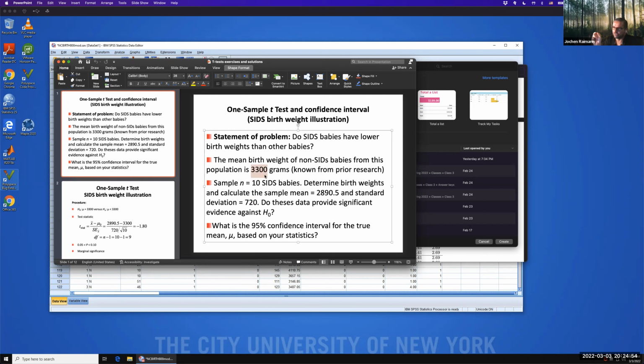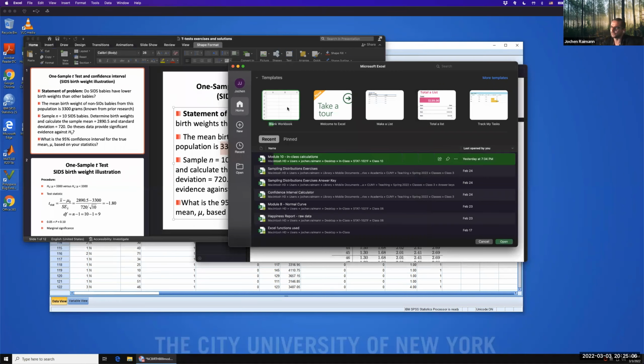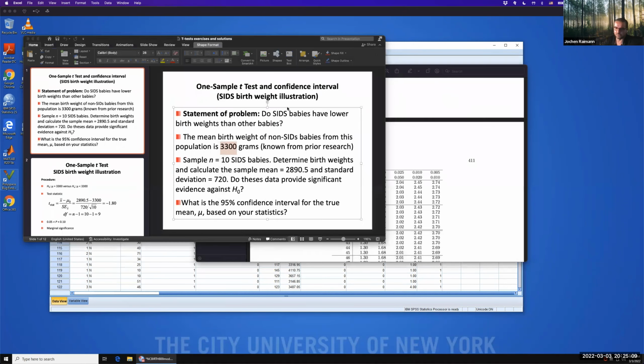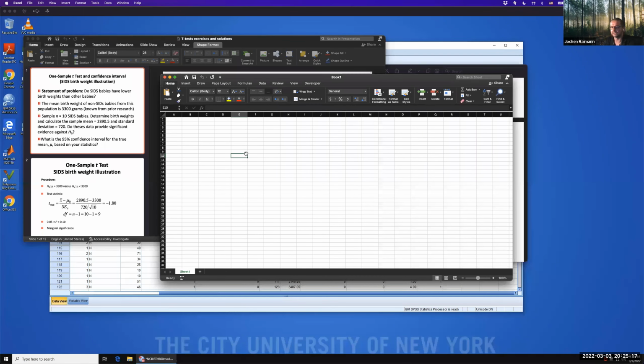So you have now 2890.5 as the mean of your sample, with a standard deviation of 720. You are now calculating the standard error of the mean. Again, as we discussed in the last review session, the standard error of the mean is essentially a reflection of the variability of hypothetically drawn repeated samples.